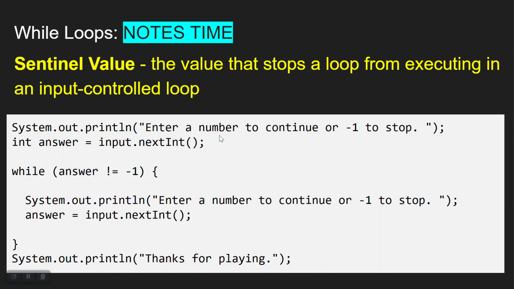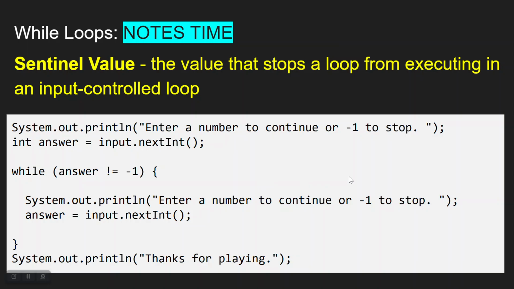So, for instance, if you said enter a number to continue or -1 to stop, and then int answer equals input.nextInt, and then it says while answer is not equal to -1, go ahead and enter a number to continue or -1 to stop. And again, we're storing that answer, and we're just checking it over and over again. And then it says thanks for playing.